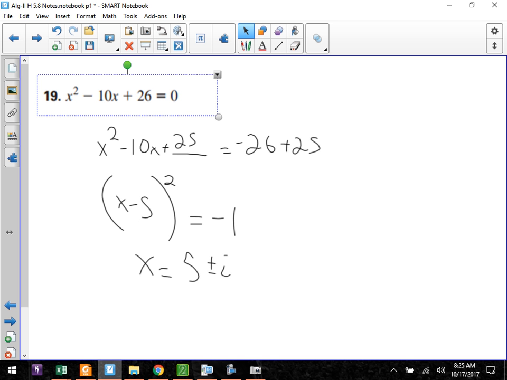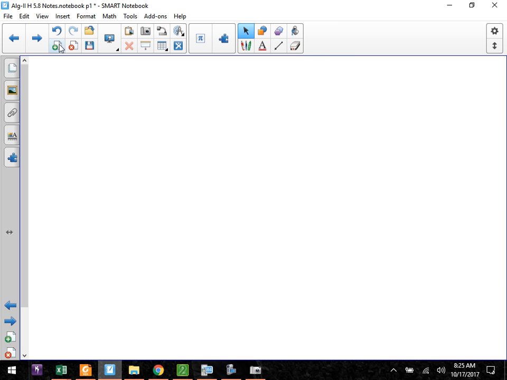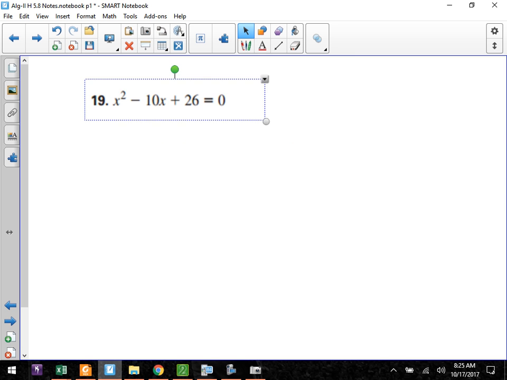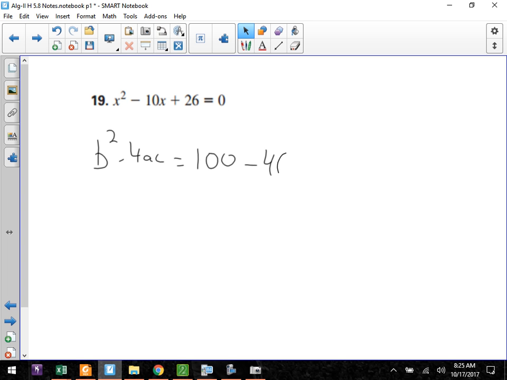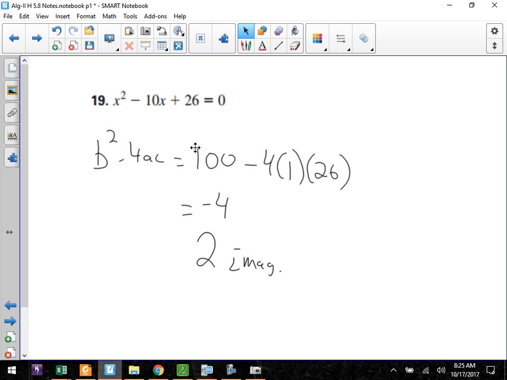Sure. If I do a discriminant, hey, let's just use this one. If I want to do a discriminant, how many and what type of solutions is what that means. So I'm looking at what is going to be the b squared minus 4ac. Well, in this case, it's going to be 100 minus 4 times 1 times 26. So in this case, you get what? 100 minus 104. So I get negative 4 for my discriminant, which means there's going to be 2 imaginary solutions.